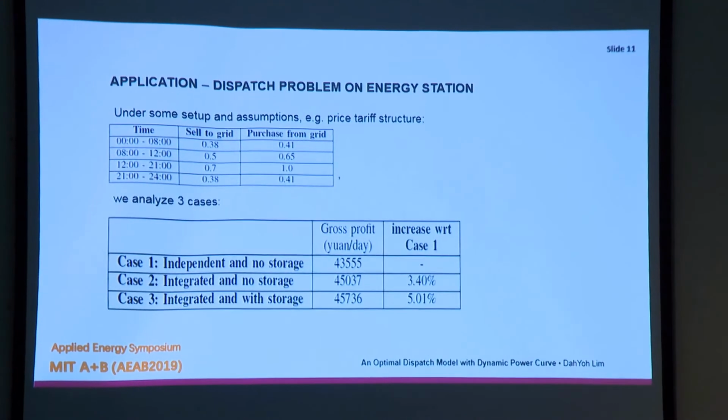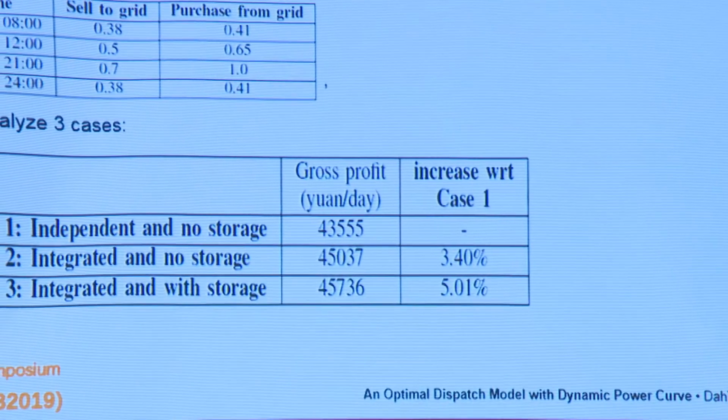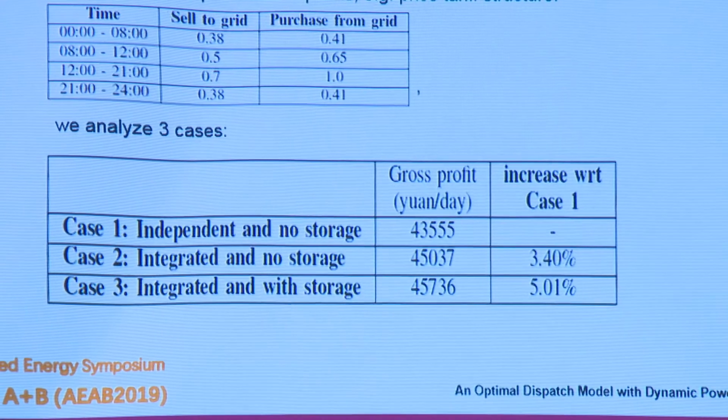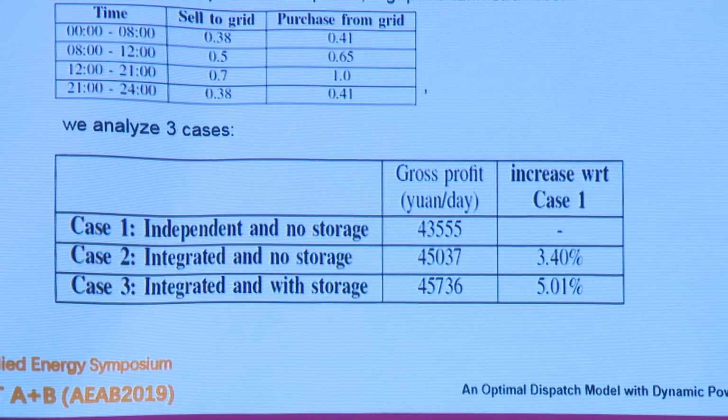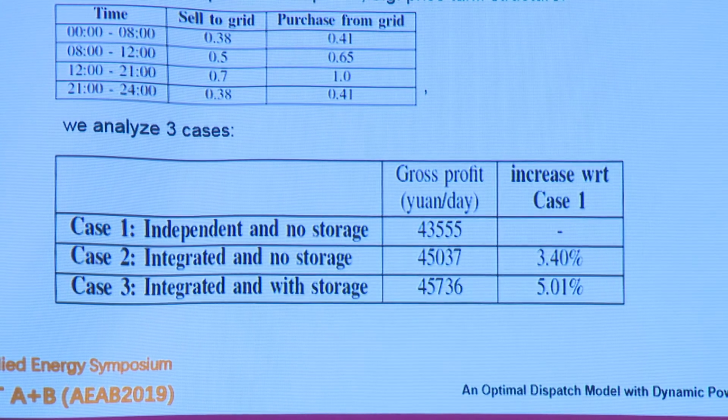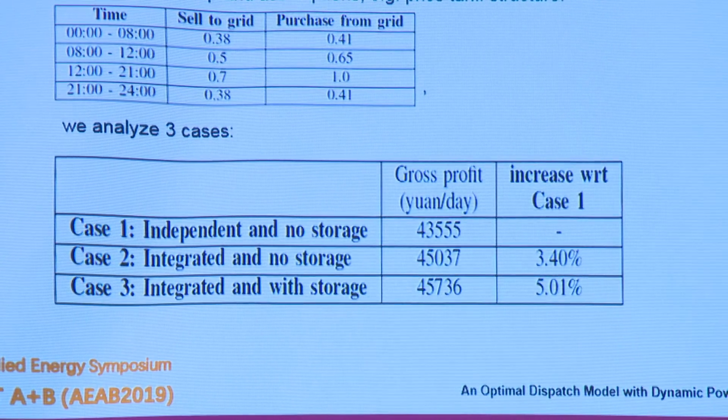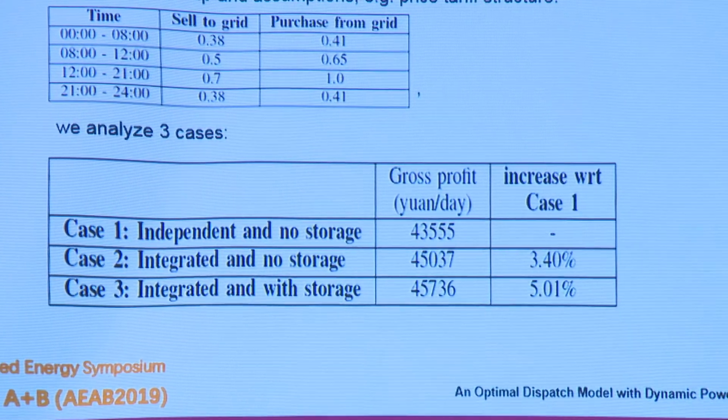So what's the combined profit per day? That's about 43K yuan per day. Case 2 is we virtually integrate stations A and B together without storage. What happens then? Well, we find that we have a 3.4% increase of gross profit per day. And case 3 is if we virtually integrate stations A and B together with storage, then we get a 5% increase with respect to case 1.